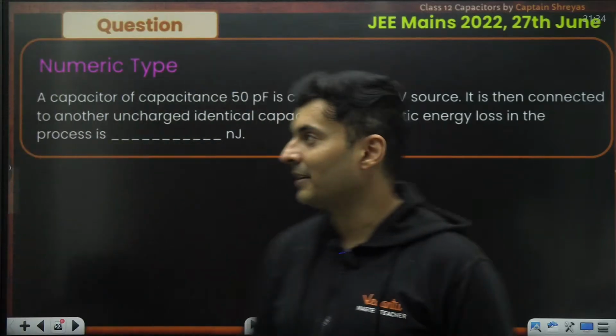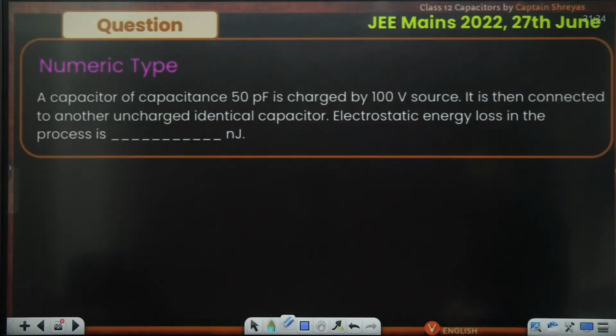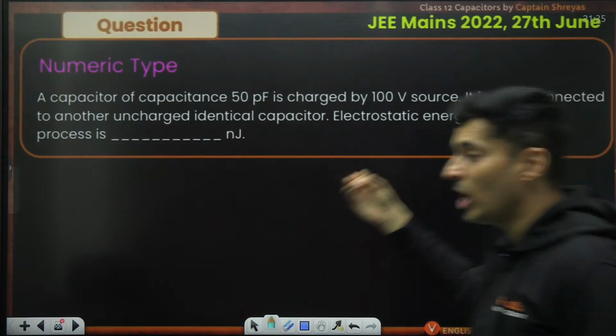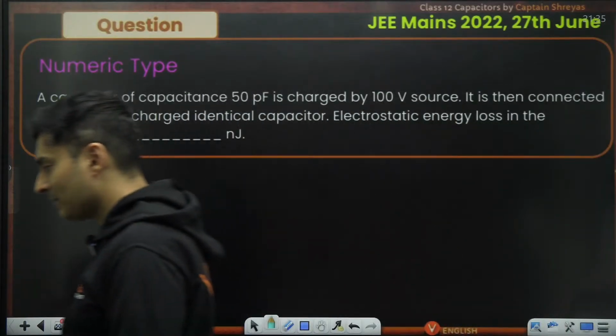Amazing question on your screen. There is a capacitor of 50 picofarad. It's charged by 100 volt. It is then connected to an uncharged capacitor. How much energy is lost in this process?